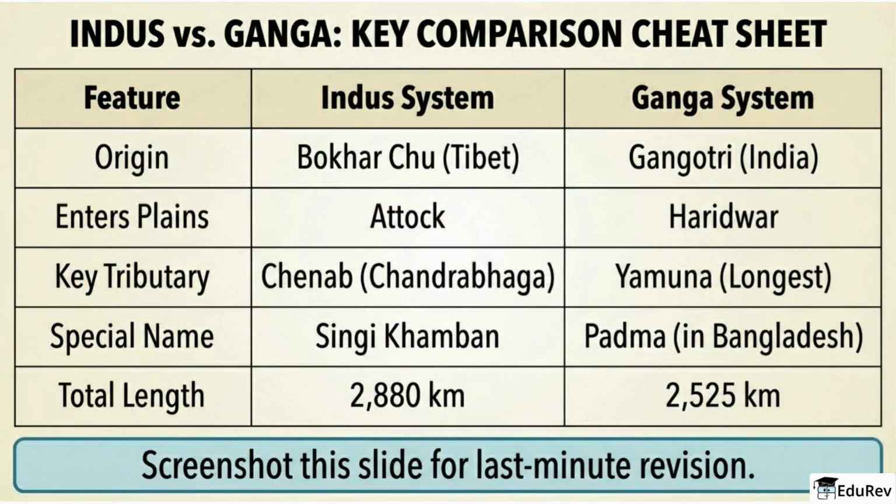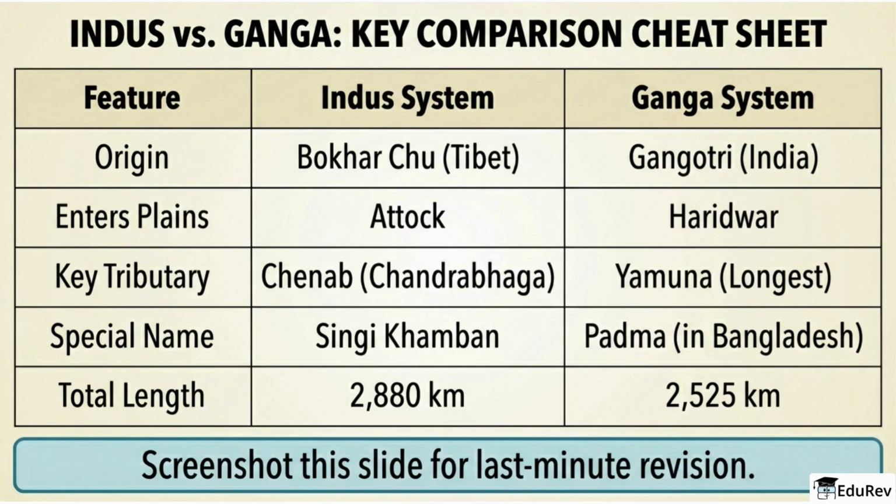Now compress everything into the final comparison. Indus versus Ganga. Origin: Indus, Bokhar Chu in Tibet. Ganga, Gangotri in India, which is the source region you should remember for quick revision. Entry into plains: Indus, Attock. Ganga, Haridwar. Key tributary: Indus, Chenab, also called Chandrabhaga in origin context. Ganga, Yamuna, the longest tributary.